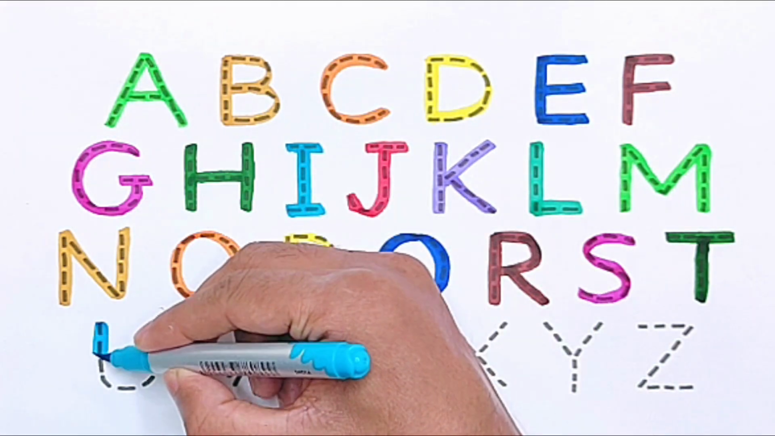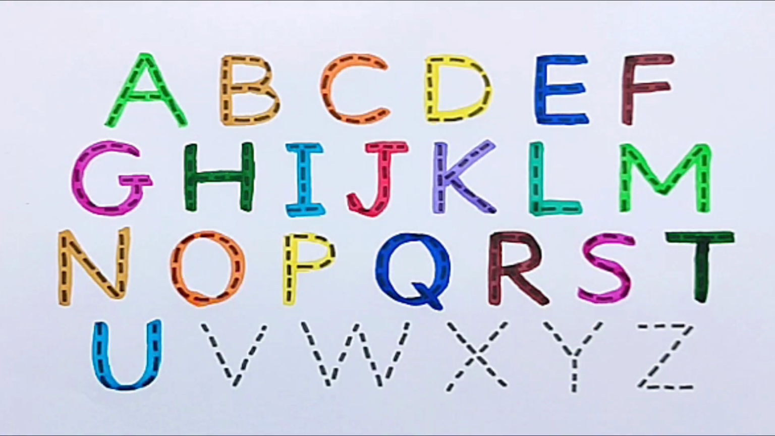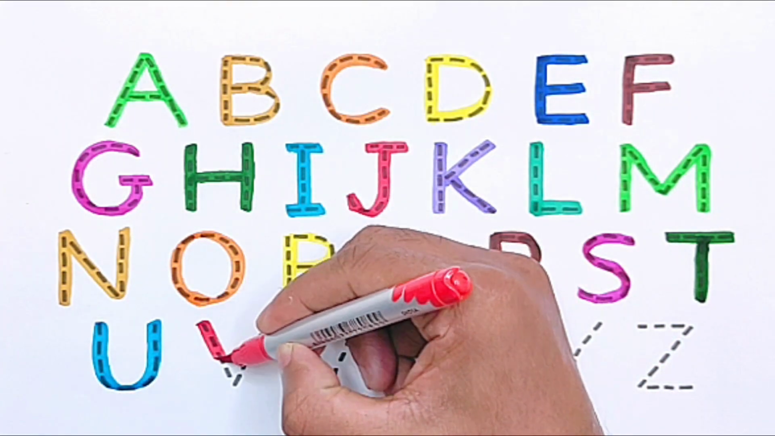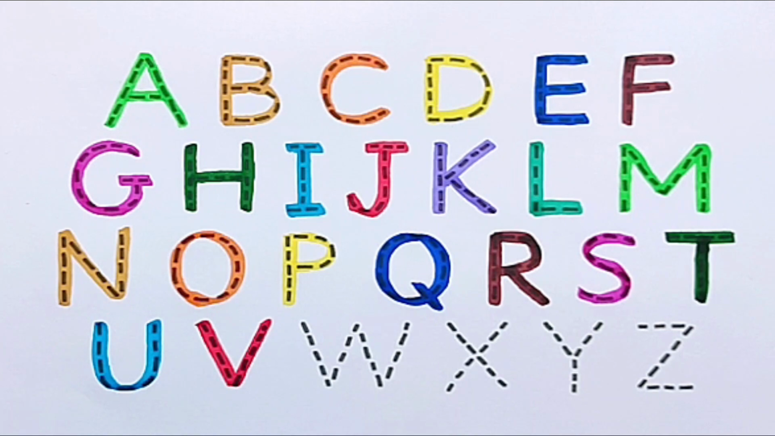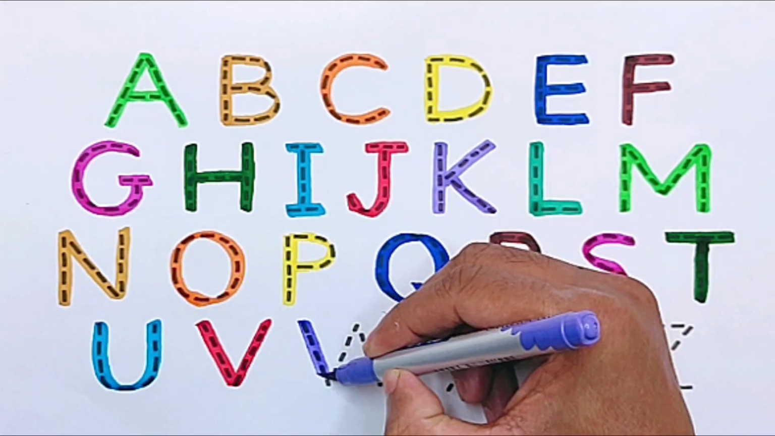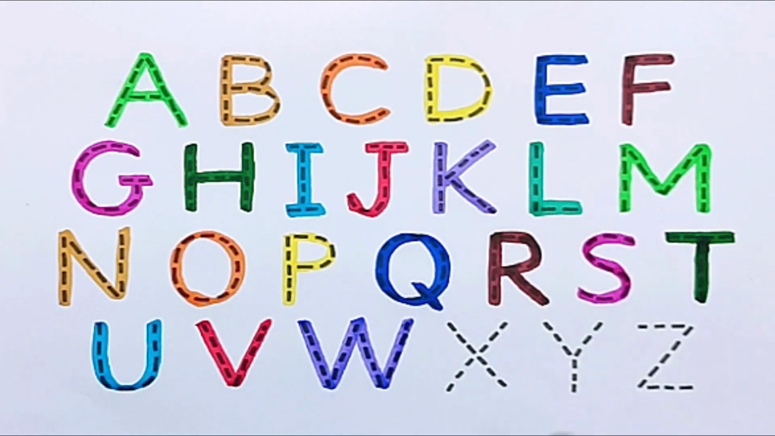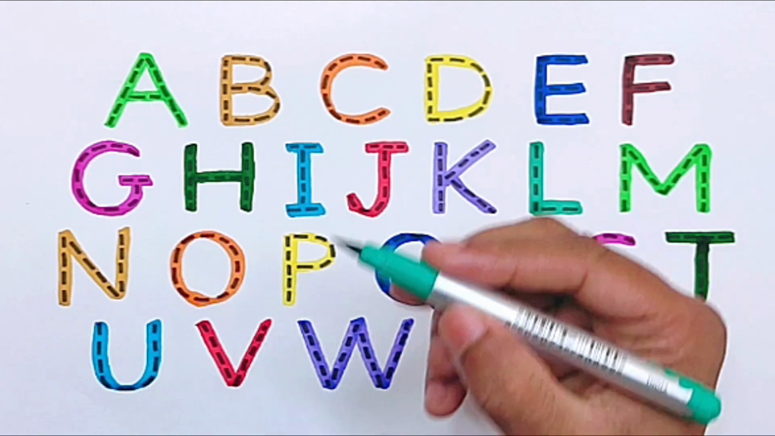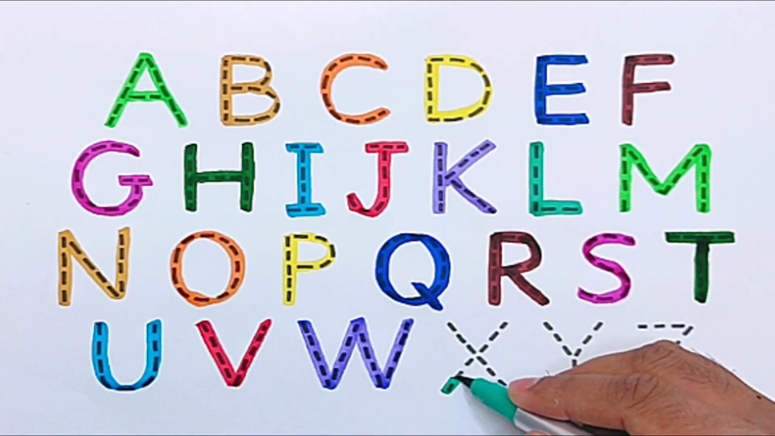Sky blue color. U for umpire. Red color. V for volleyball. Purple color. W for water.